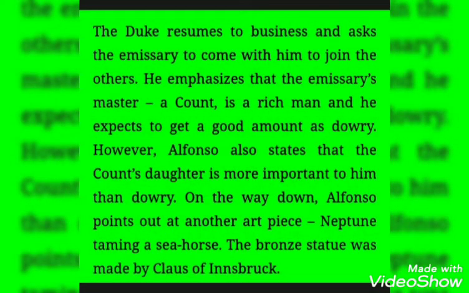The Duke resumes business and asks the Emissary to come with him to join the others. He emphasizes that the Emissary's master, a count, is a rich man and he expects to get a good amount as dowry. However, Alfonso also states that the count's daughter is more important to him than the dowry. On the way down, Alfonso points out another art piece, Neptune taming a sea horse. The bronze statue was made by Claus of Innsbruck.